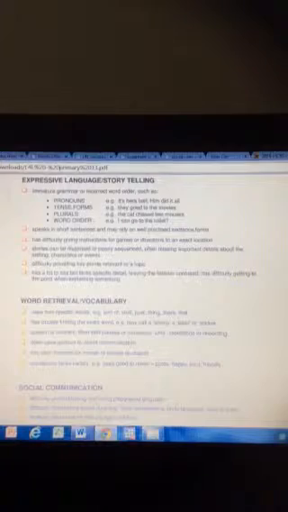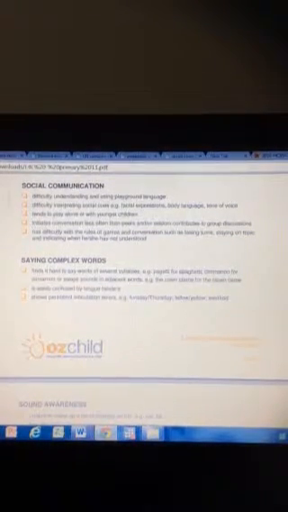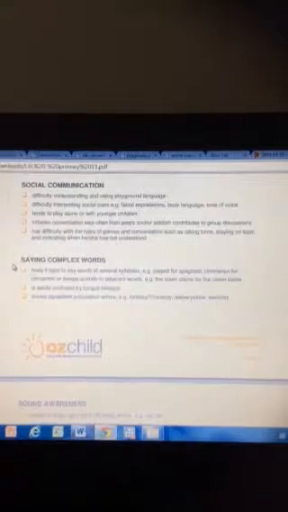You can see that it's broken into areas such as behaviour, verbal memory, comprehension, expressive language storytelling, which is more to do with narrative, word retrieval, social communication, saying complex words, which is much more focused on articulation. So it's across a range of areas of speech and language.